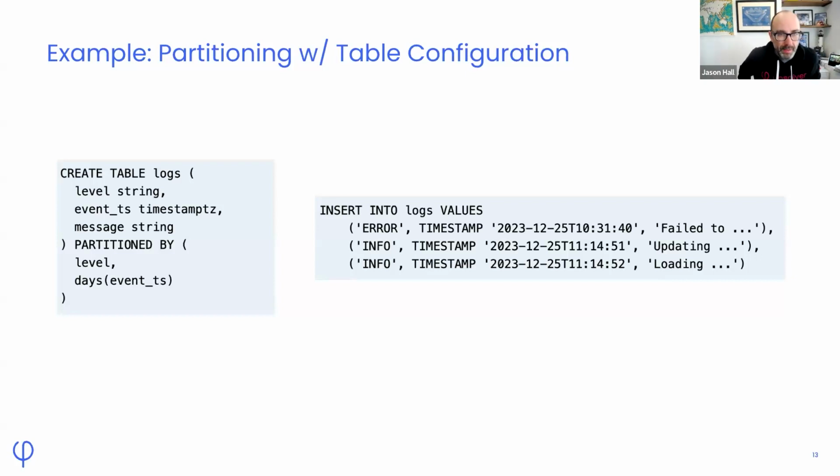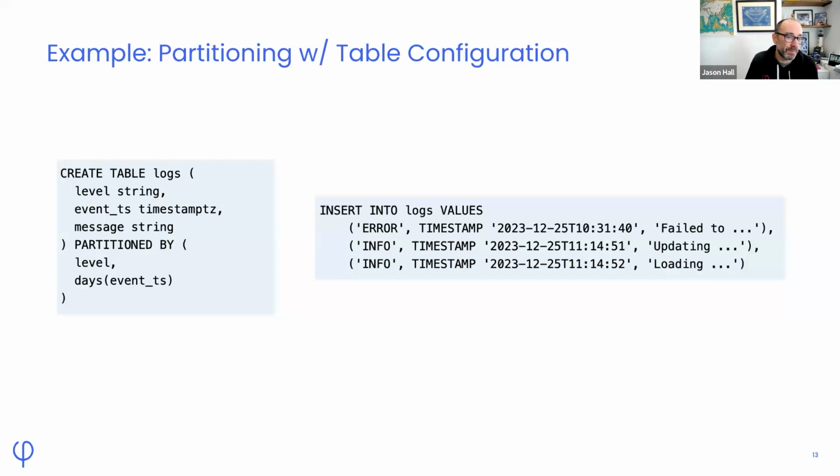So with partitioning in Iceberg, you'll see a create table statement over there on the left. And that's a way that you can create a very simple Iceberg table. And you'll see partitioned by, notice we're first partitioning by level, and then we're partitioning by a function that's applied to a timestamp, right? This would not have been possible in Hive partitioning.